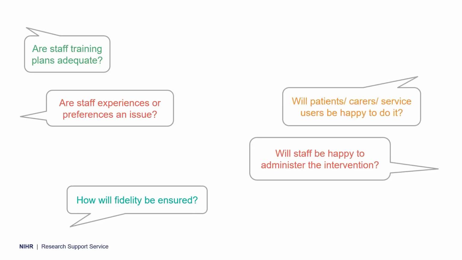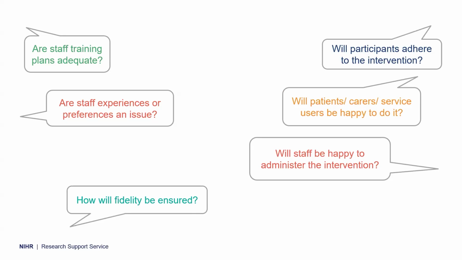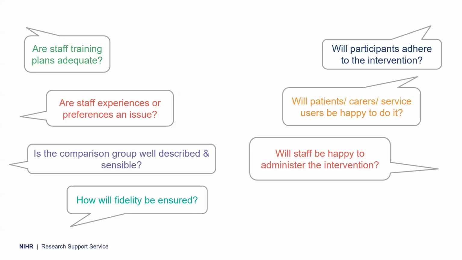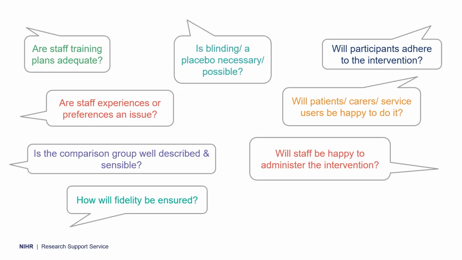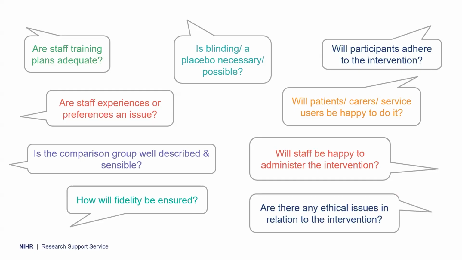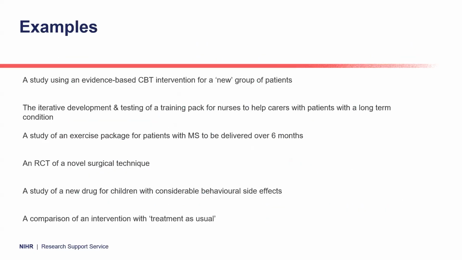Will patients, carers, and service users be happy to do it if it's aimed at them? Will participants adhere to the intervention? So if they're happy to do it, will they carry on doing it as instructed? Is the comparison group well described and sensible? People often forget to describe the comparison group, and sometimes it's not very easy. It might be NHS usual care, but then what do we mean by usual care? Is blinding or placebo necessary or possible? Are there any ethical issues in relation to the intervention?